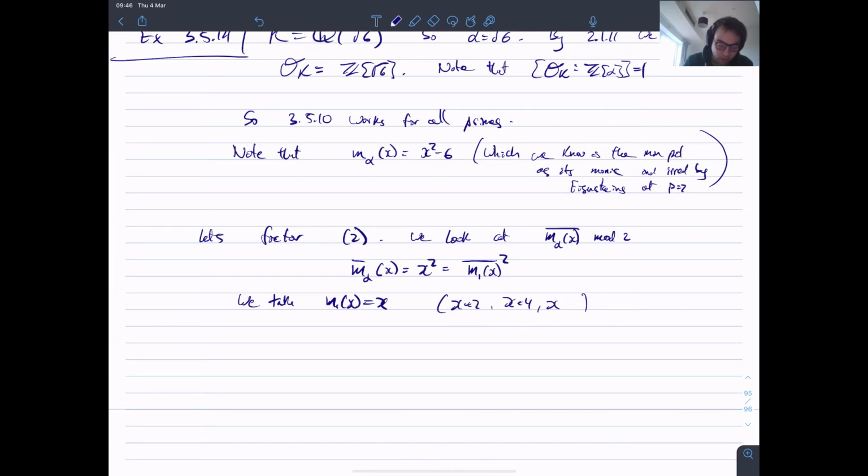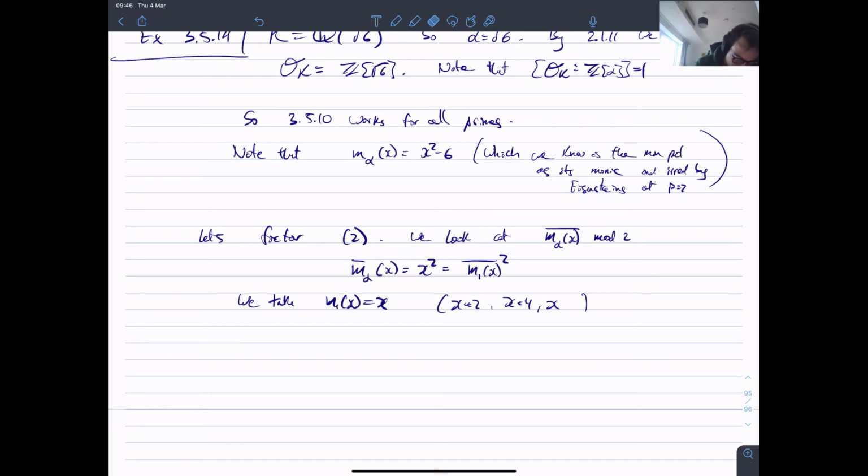The only thing is you want it to be monic. You want to make sure that you take, I think it'll still work, but you might have to be careful. You may want to take a polynomial of the same degree. So we take m1 of x to be x, and this works because if I reduce x mod 2, it's still x, so that's fine. Remember, the bars just mean mod 2 here.